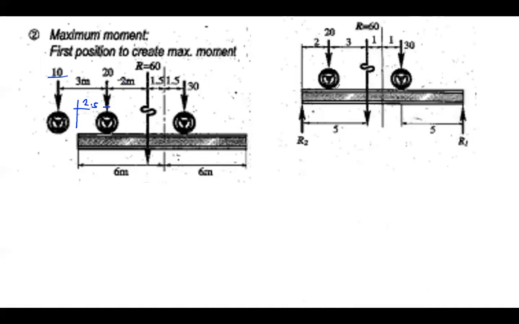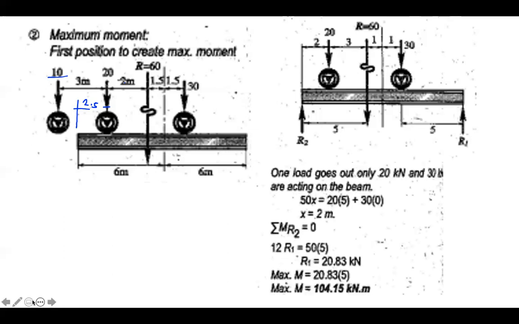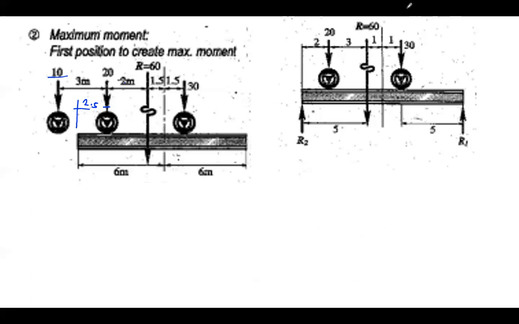Since the distance of the 10 kilonewton wheel load from the 20 kilonewton load is 3 meters, ibig sabihin, wala na siya sa beam. So we are going to analyze again the beam, considering only these two loads, this 20 and 30. Okay? So from 20 and 30, okay, this is 20. Since ito na lang consider natin, okay, 30 and then 20. So we will compute again where's the location of our R.